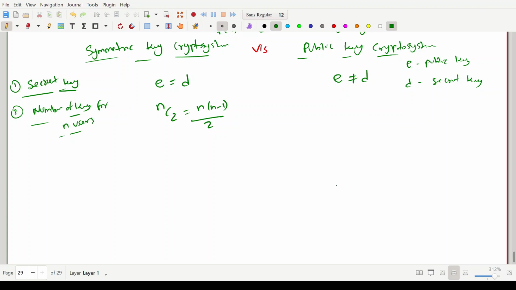Whereas in the case of public key, you just need to have n keys. Each party is going to have only one secret key with them. You don't have to have new keys all the time. Just n secret keys are required, because the public key is available. Each party should have one secret key.